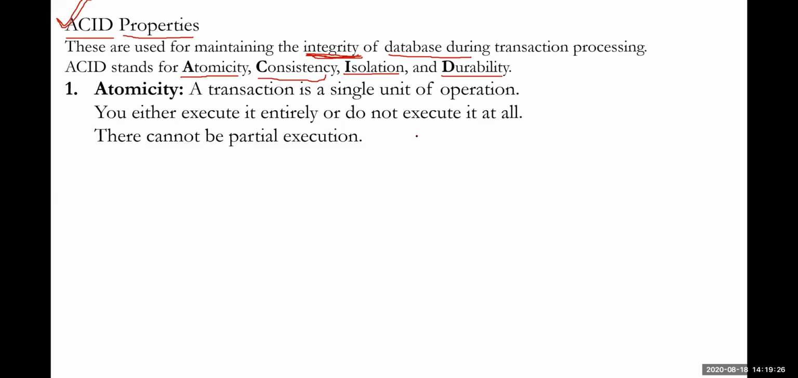Atomicity, in the sense, is that a transaction must be a single unit of operation, even though the transaction might include several database operations. So the transaction written between begin transaction and end transaction will be called a single logical unit. It must be executed entirely at once, or not executed at all. You need to remember this. That is what atomicity is about.